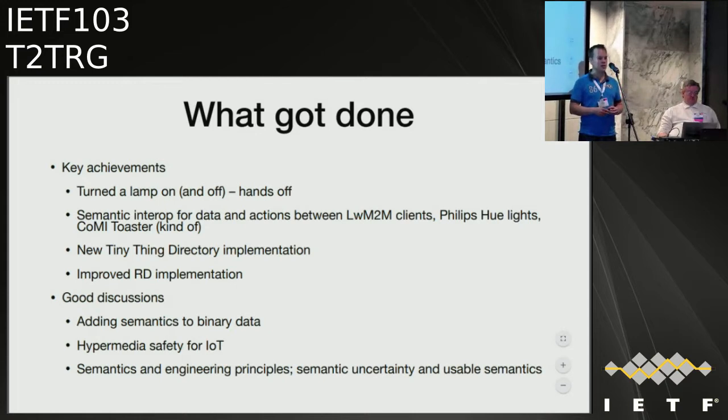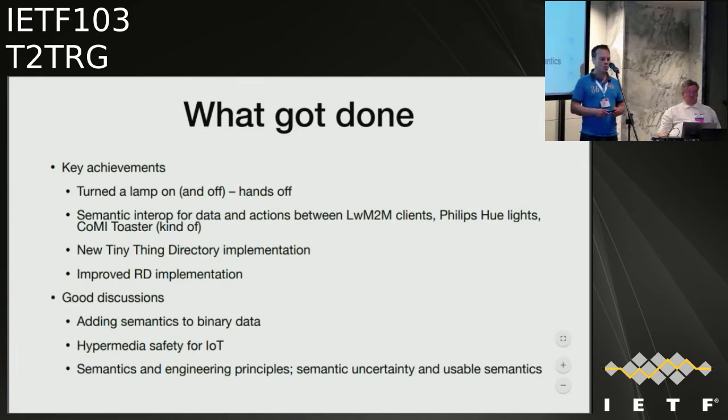And also we discussed the semantics and engineering principles that I mentioned earlier. In particular, one thing around that area was this semantic uncertainty. So we classically assume that semantics are pretty clear cut. All of the different endpoints agree what the semantics of a certain action are. But in real life and in real systems, that can be pretty hard. So we may need to be able to deal with cases where we don't have quite 100% certainty what the semantics of the other endpoint are, and how do we deal with that kind of situation.